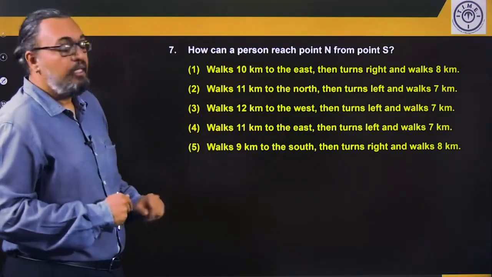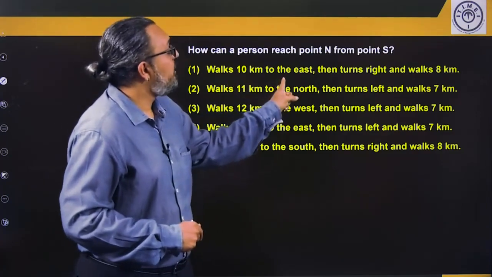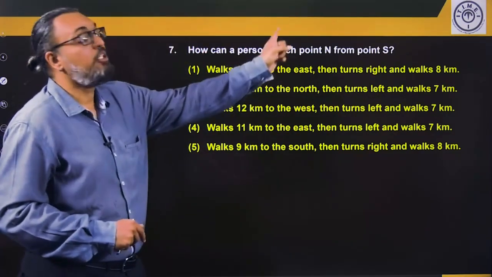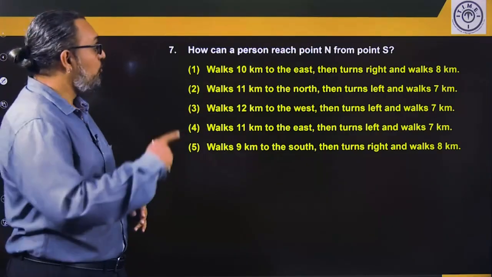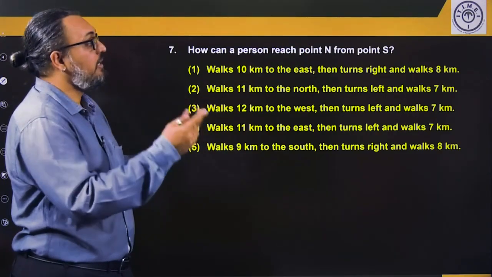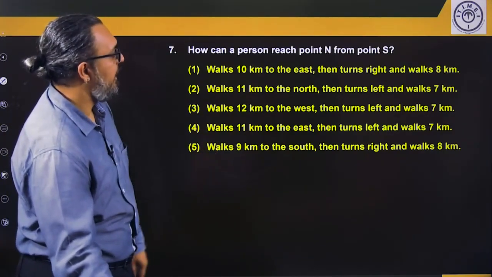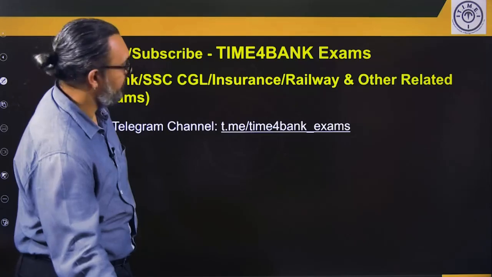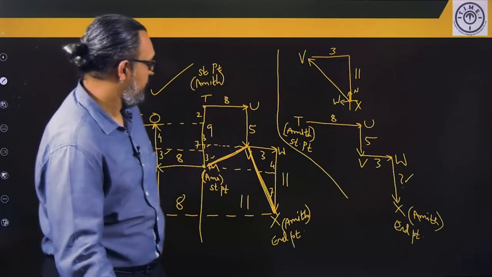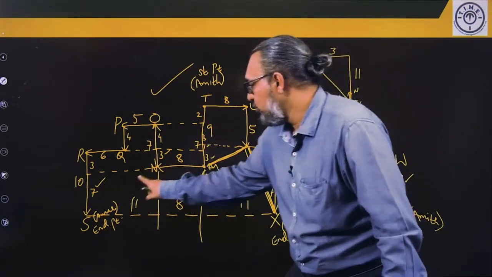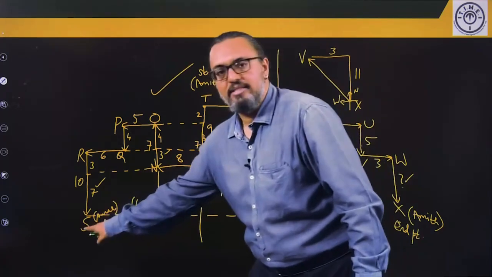So, don't mind. Here he says walks 10 kilometers east, turns right and walks 8. So, from N to S I want. First 10 kilometers east, turns right and 8 kilometers. Okay. 10 east, turns right, 8. N to S. Oh, sorry. Okay. So, N to S. N to S he wants.